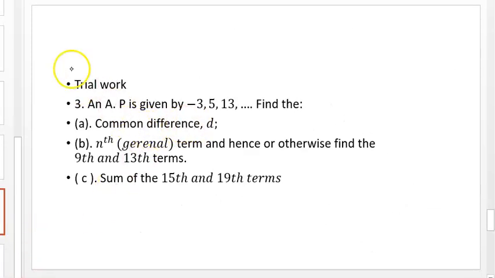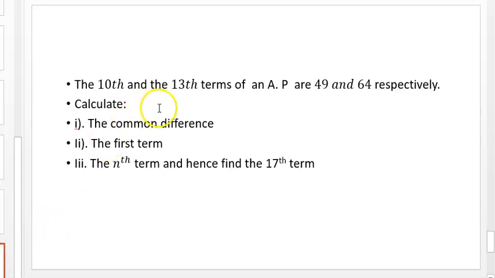Next, this is a very nice question. Go and try it. An AP is given with first term and common difference. Find the general term, find the 9th term or the 13th term, and find the sum of the 15th and the 19th term. Go and try it. Let's do this one together very fast. The 10th term of a sequence is 49 and the 13th term is 64 respectively. Find the common difference and the rest. Let's solve it very fast within 1 minute.